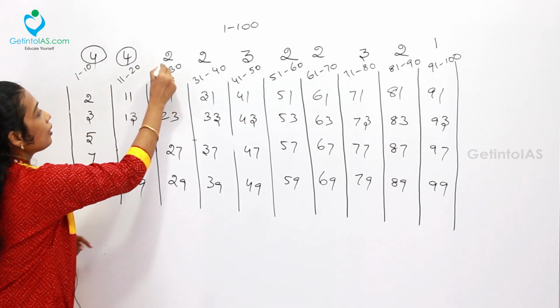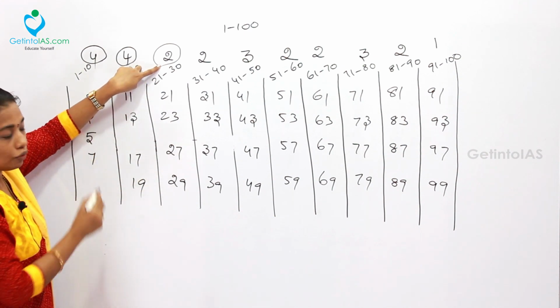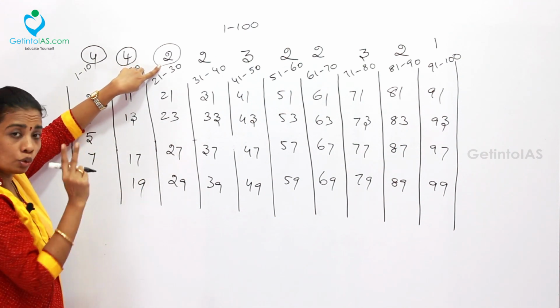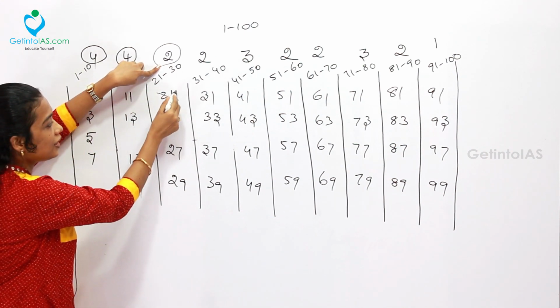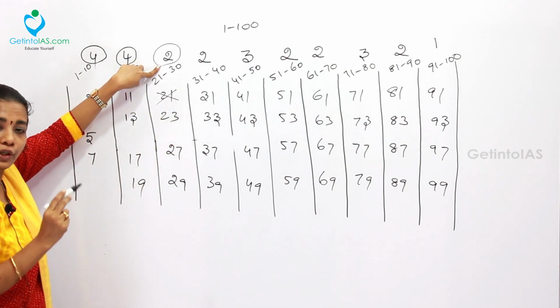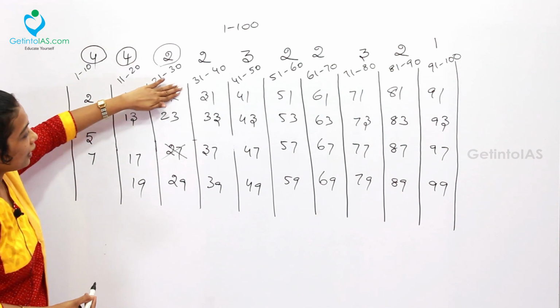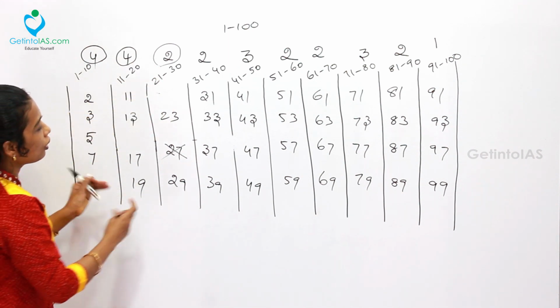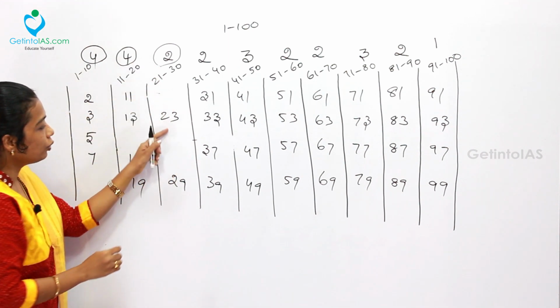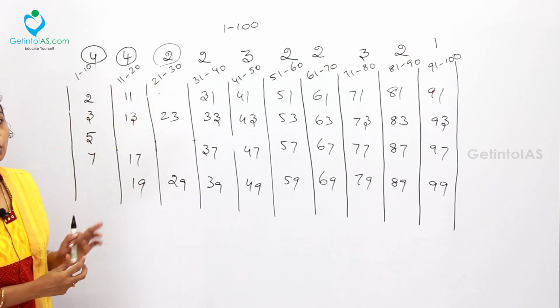So, here we require only 2 numbers. From that you can easily eliminate 2 numbers. Let's take 21, which is 7 into 3, and 27, which is 9 into 3. So, I can eliminate these 2 numbers. The rest of the numbers are 23 and 29. The 2 numbers I got.